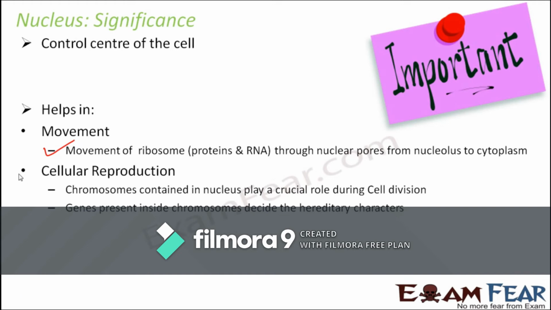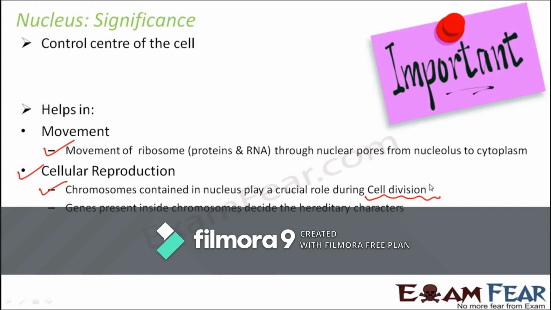Next is cellular reproduction. The chromosomes which are present inside the nucleus play a very important role during cell division when new cells are formed. Now we will understand the process of cell division in class 11th, because right now we do not have it in our syllabus. In cell division, new cells will be formed. Those new cells need to have some traits from the parent cells, right?